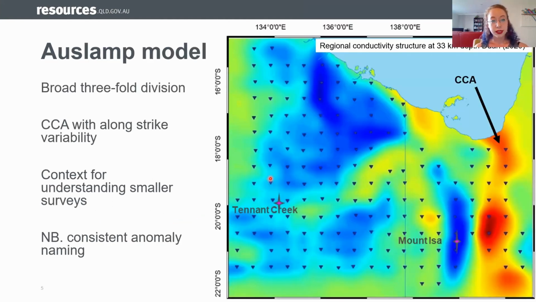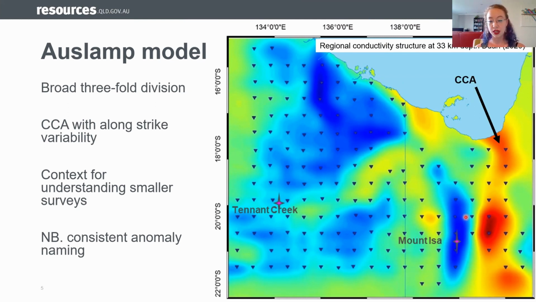I thought the best place to start was with the AusLAMP model. This is obviously work done by Geoscience Australia. If we look at the electrical structure from the AusLAMP model, this is a 33-kilometre slice out of that model, so mid to deep crust, we can see that there's really just a threefold division of the Mount Isa province. The electrical structure is a lot more simple than the seismic structure.